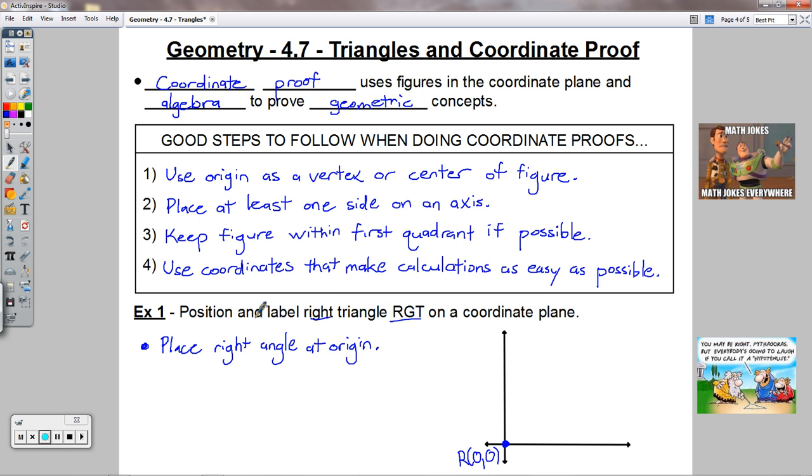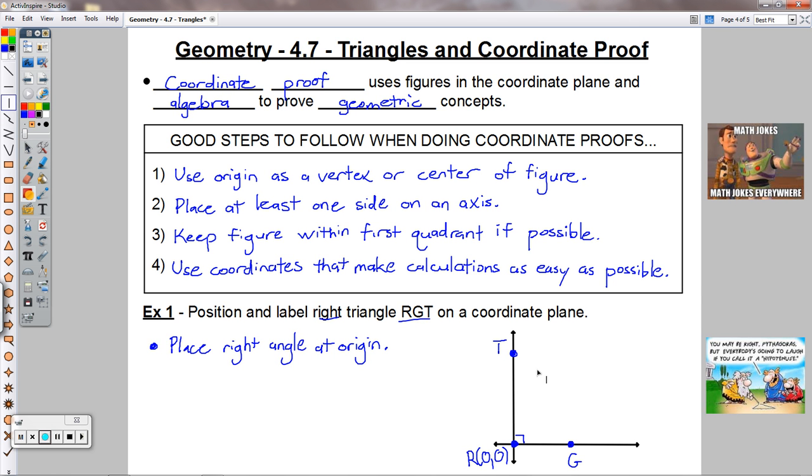And then it doesn't say how long these things are. It doesn't say that the side lengths are 3 or 4 or 6.2 or anything like that. So really, these other points are arbitrary, but it's a right triangle. So I'll go with G right here, and I'll go with T up here. Notice my right angle then would be right on there. And then I'm going to make the actual triangle. So let me draw some lines in here. There's that side. We would have this side and this side. Now I have a right triangle drawn on a coordinate plane.